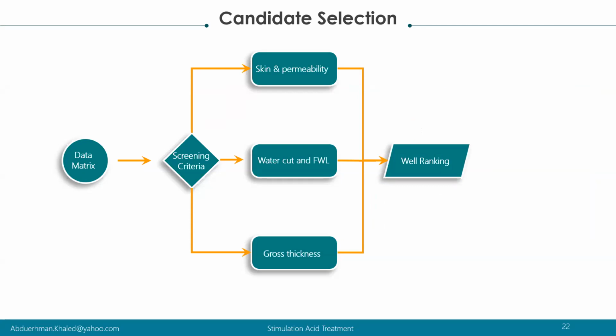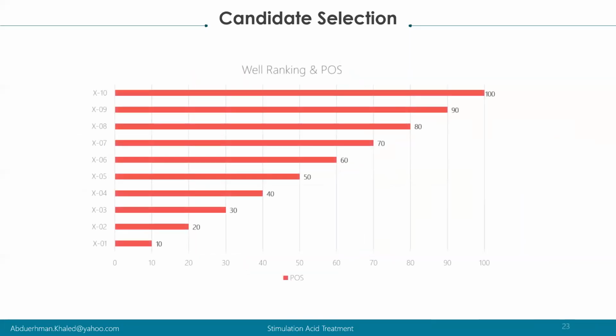And in the well ranking, you have this is the best candidate well to be treated, and this is the second well that could be treated, and so on. And finally, you will do the well selection. After that, based on the ranking, you will select the best wells to be stimulated.